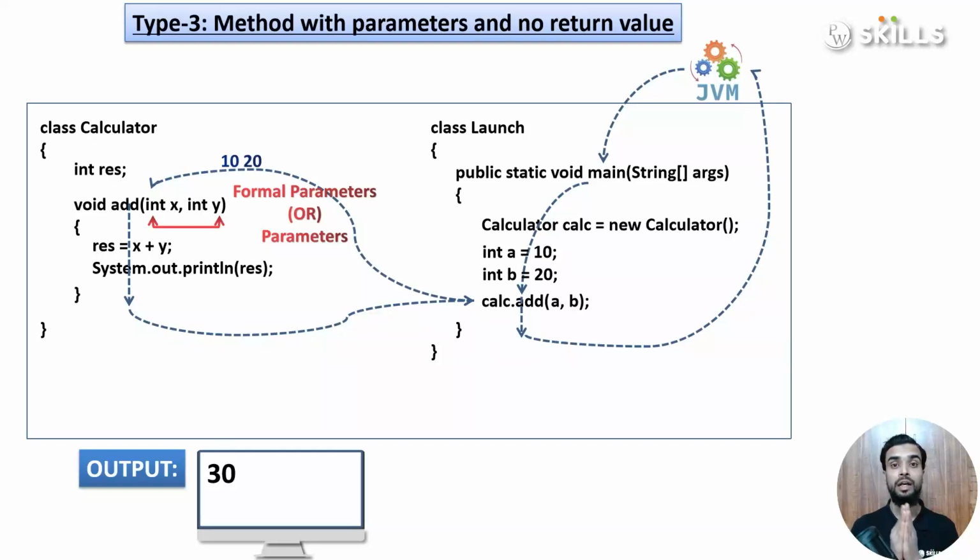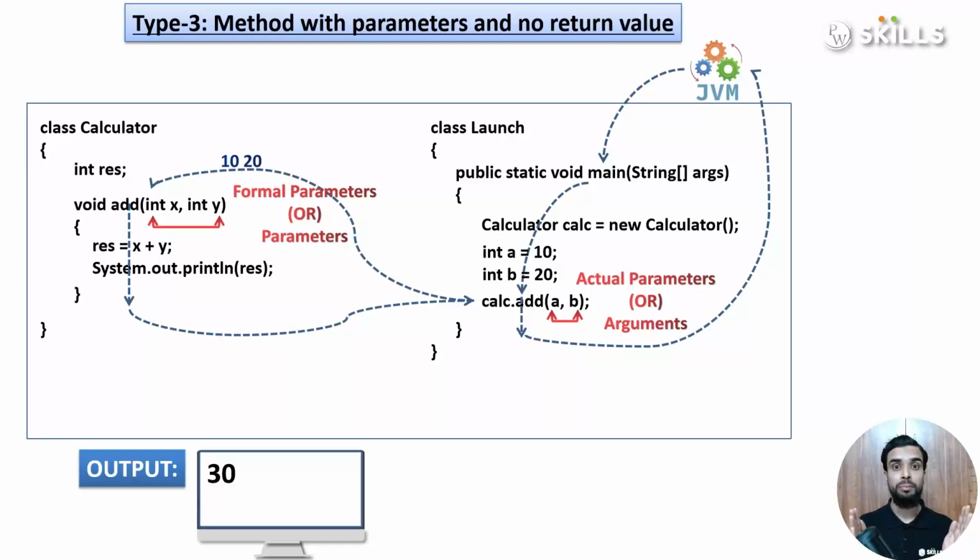But then come back to the call here. While you are calling, whatever values you are trying to send, if you happen to send those values in the form of variables, like in this example, in that case, they are referred to as actual parameters, or sometimes they're simply referred to as arguments.